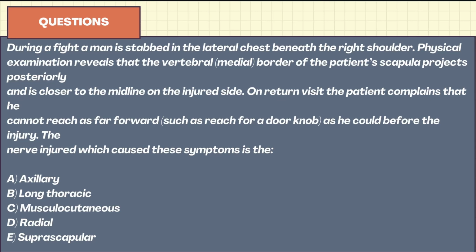During a fight, a man is stabbed in the lateral chest beneath the right shoulder. Physical examination reveals that the vertebral medial border of the patient's scapula projects posteriorly. So this is pretty obvious already. You could read the rest, but the answer over here is going to be B, long thoracic nerve, because this is basically explaining winged scapula.